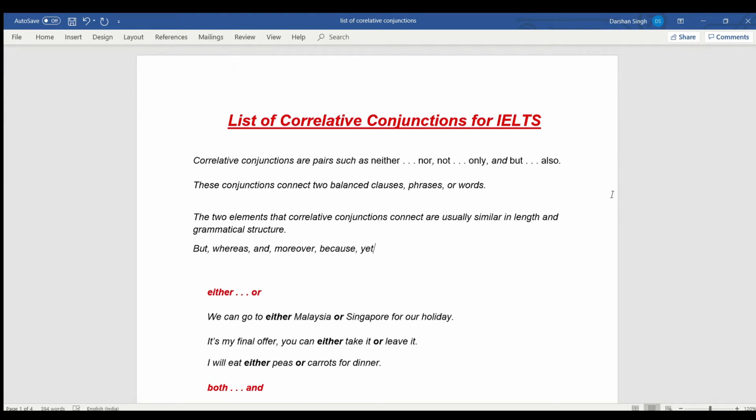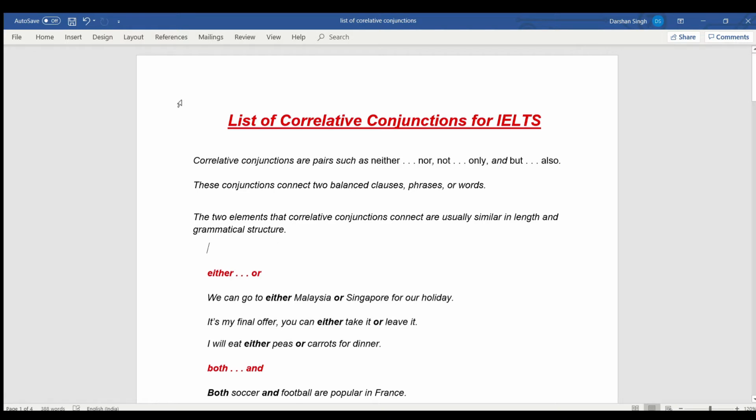As you remember, in the previous videos we discussed the connectors that are used in IELTS. So you can just see on the screen. Now these are the connectors: but, whereas, and, moreover, because, yet. As I told you in those videos, connectors are used to make complex sentences. There are different types of complex sentences that you can make, and these connectors are used to connect two sentences.